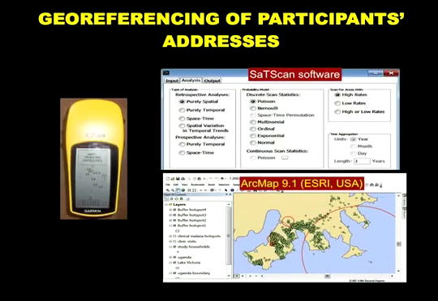We also were able to locate the participants' residences and georeference them using global positioning system receivers. And later, when the data was compiled in two data sets, using the SaTScan software and the ArcMap software, we were able to generate maps showing the prevalence of infections in the study population. But I was also able to use this data for adjusting for confounders in the observational analysis, as you will see.